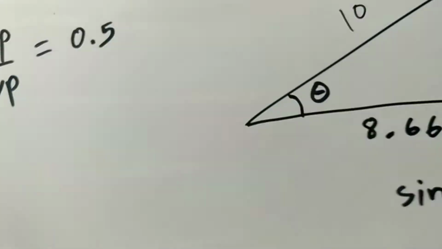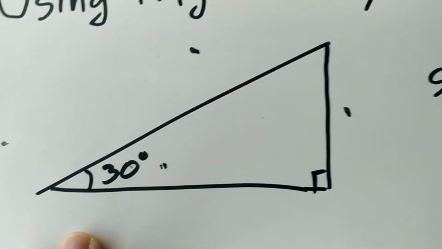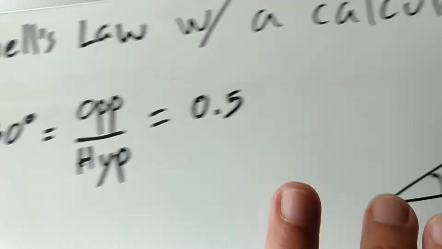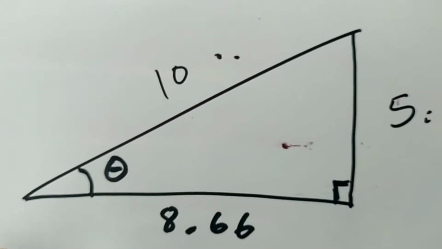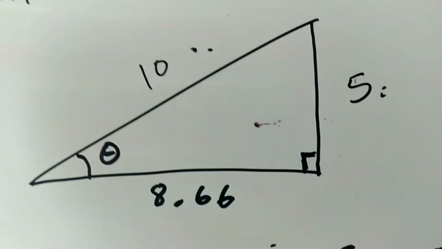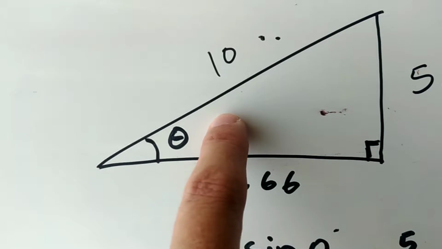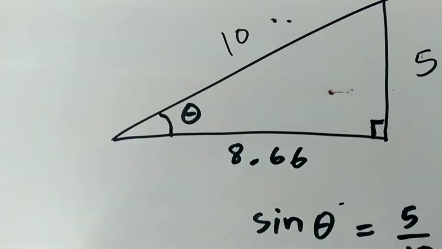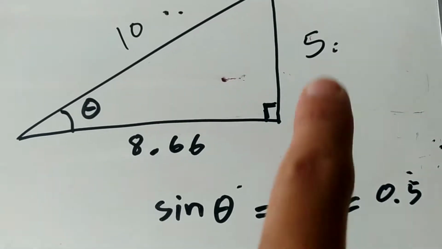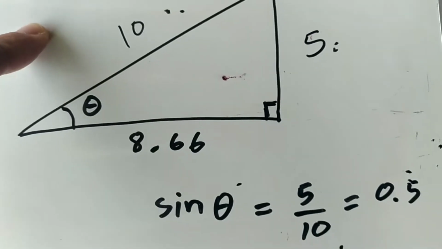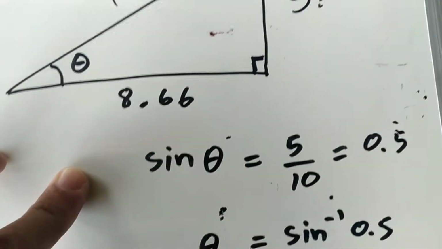Okay, so now let's go backward from 30 degrees. Here I give you the length of all the sides of the triangle, and you have to find theta, find the angle. Well, let's do it. Sine of theta is 5 over 10. Find opposite over hypotenuse, right? And 5 over 10 is 0.5, so you get 0.5.